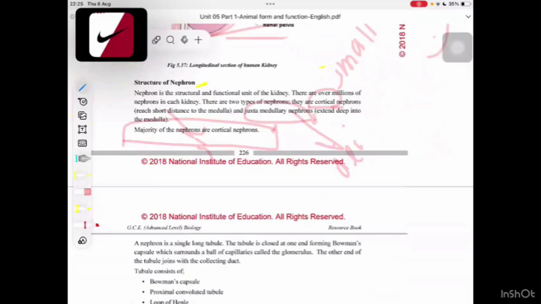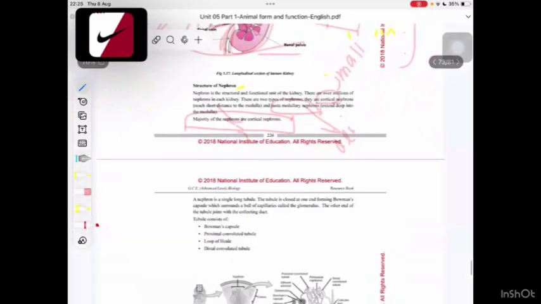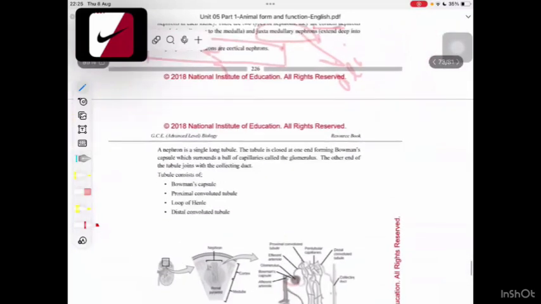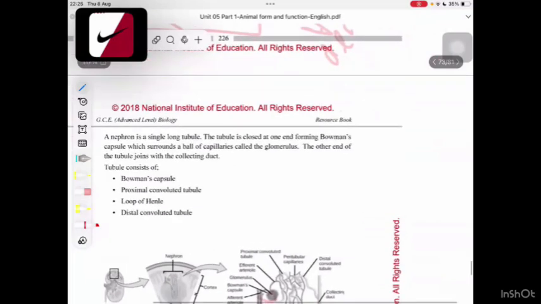Okay. Now we have to learn what this nephron is. A nephron is a single long tubule. Now they will ask you where the tubule starts and where the tubule ends, right? The tubule is closed at one end, forming the Bowman's capsule, which is surrounded by a ball of capillaries. Now I will draw the tubule, the nephron's basic structure. The glomerulus is not a part of the nephron. A glomerulus is actually a ball of capillaries. Okay. So this is the nephron.